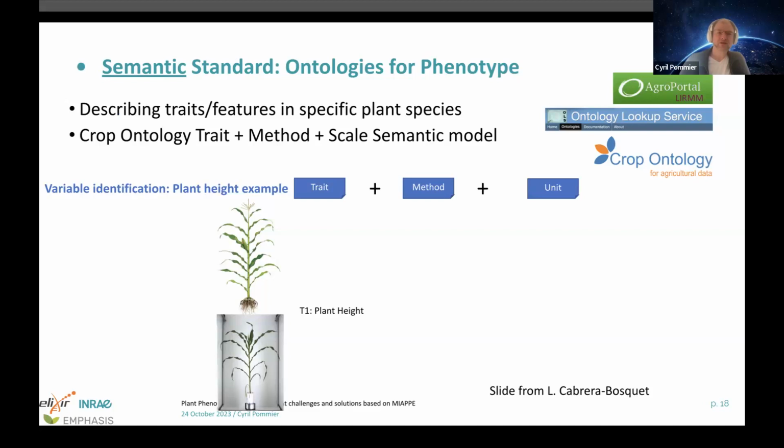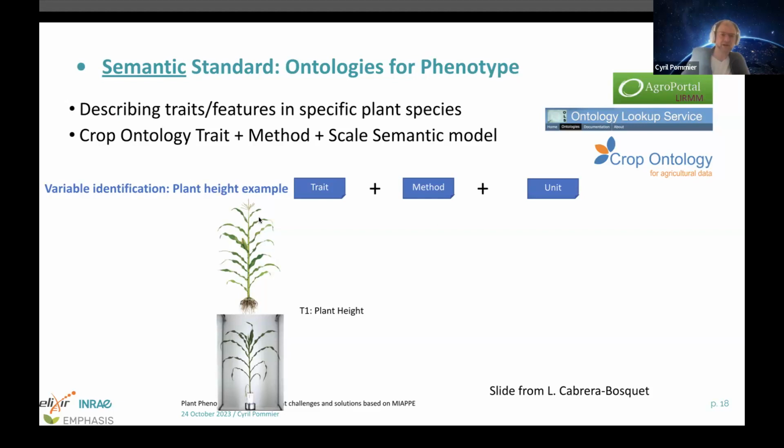This is where the Crop Ontology approach, the triplet trait, method, scale, became very paramount, very important for the past 10 years, and it has been proven to be a very efficient solution. I'm not going to explain it here in detail because I am assuming that you know it. What I would like to draw your attention to is one of its drawbacks.